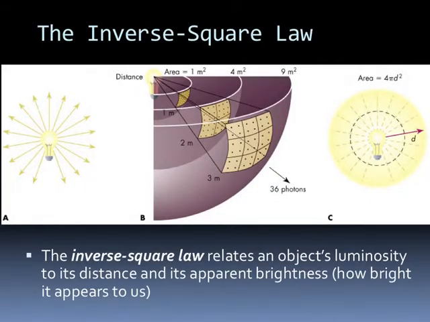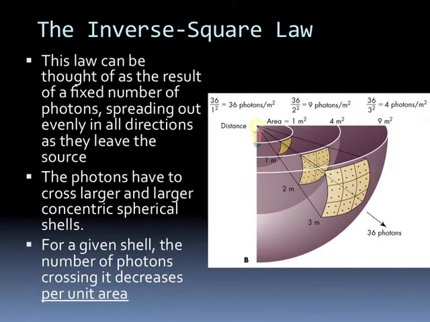The inverse square law relates an object's luminosity to its distance and its apparent brightness, how bright it appears to us. The law can be thought of as the result of a fixed number of photons that, once the photons come off the object that's giving light, they continue to go out, spreading out evenly in all directions as they leave the source. So the photons have a larger and larger concentric spherical area that they go through. For a given shell, the number of photons per unit area decreases.